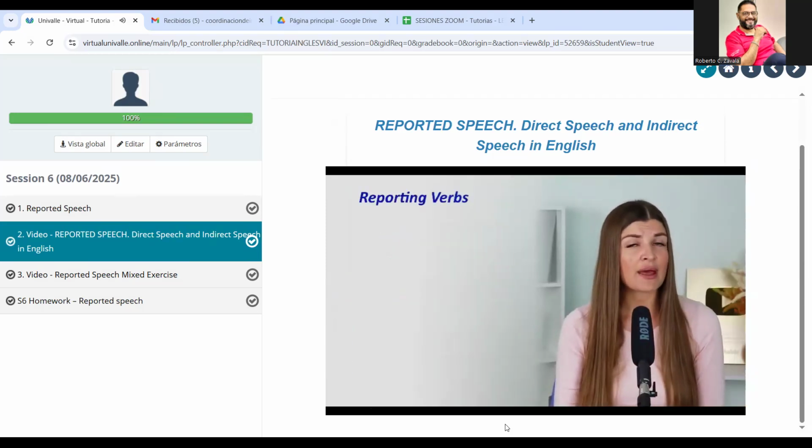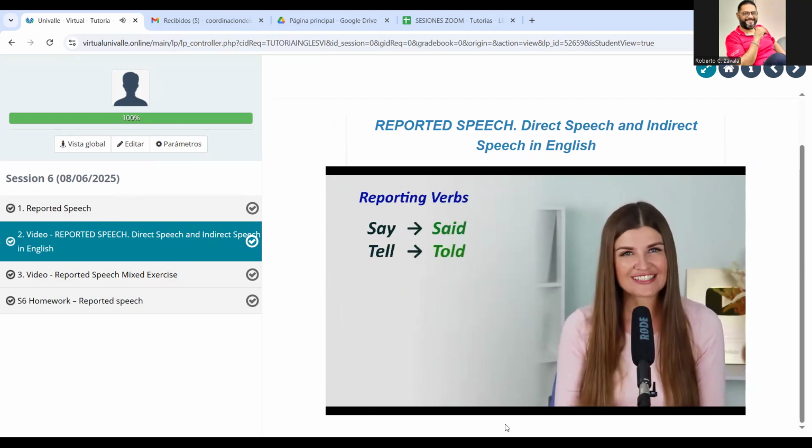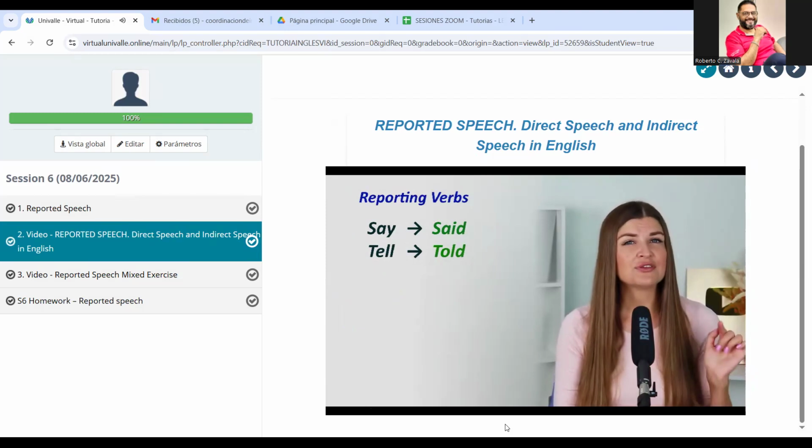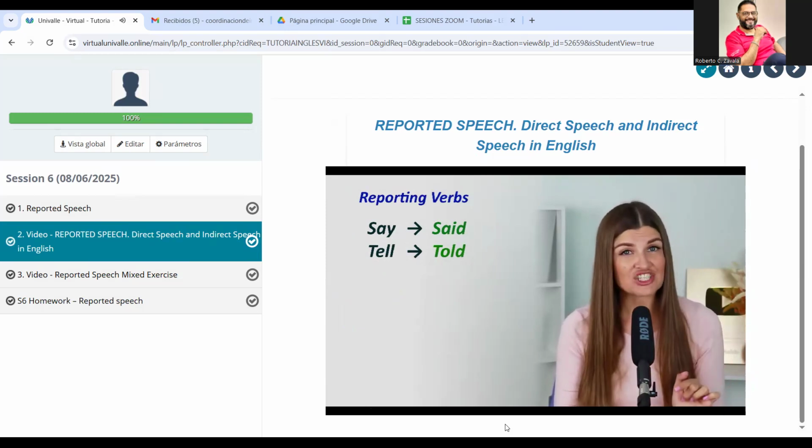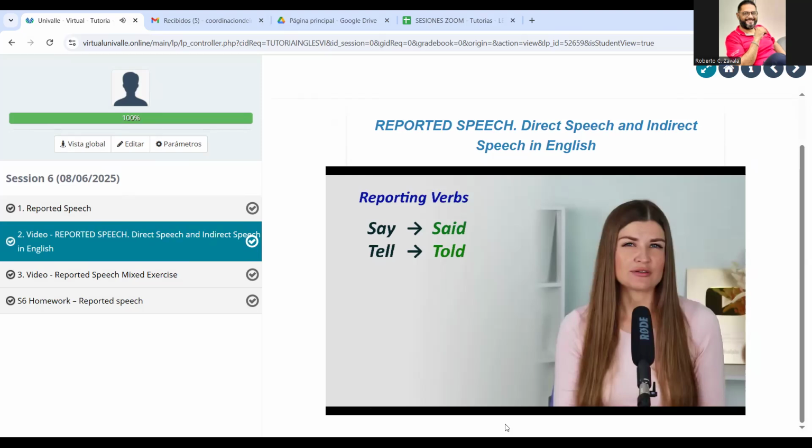Now let's talk about the reported verbs. The most common reported verbs are say and tell, which become said and told. Please don't forget to use your reported verbs when using reported speech. I'll give you some examples.